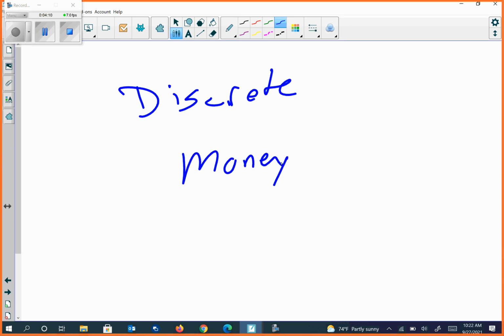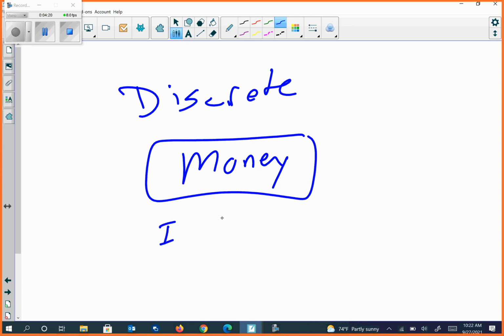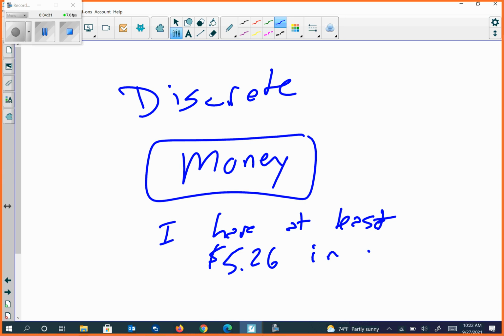Money. But where students get confused with money is money can have decimals. So let's say I have at least $5.26. Okay, I have at least $5.26 in my pocket. So could I have $5.26 in my pocket, or does it have to be more? I can indeed. I can have $5.26.